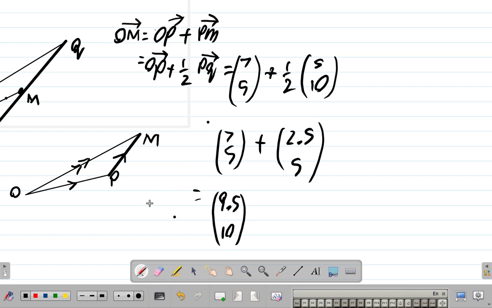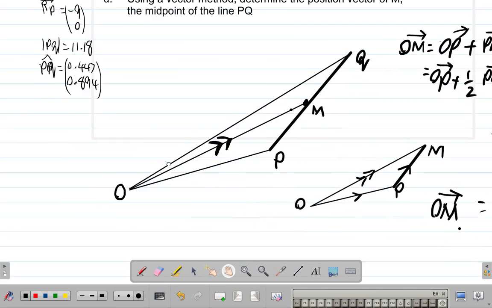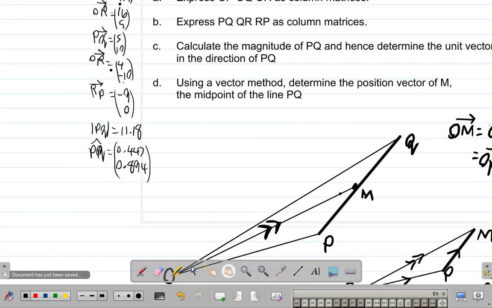So OM is equal to 9.5,10. It's not what we have there. So let's write it down here. OM is equal to 9.5,10.